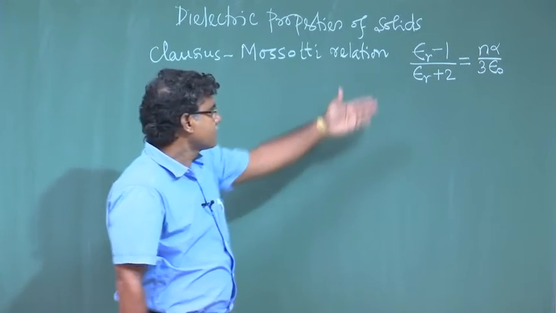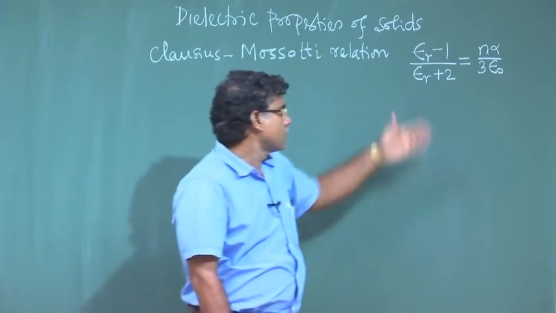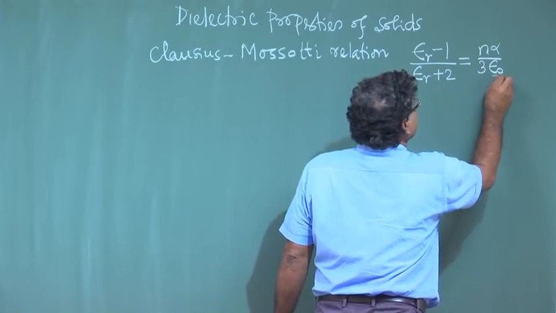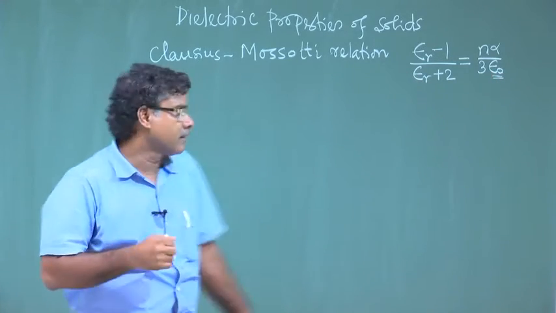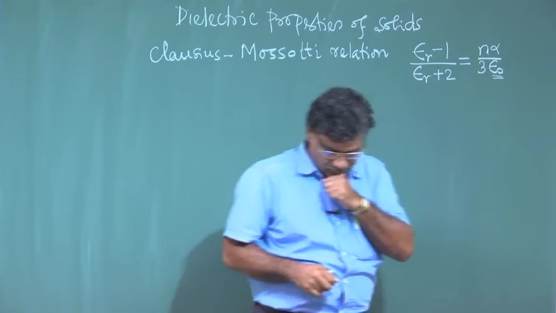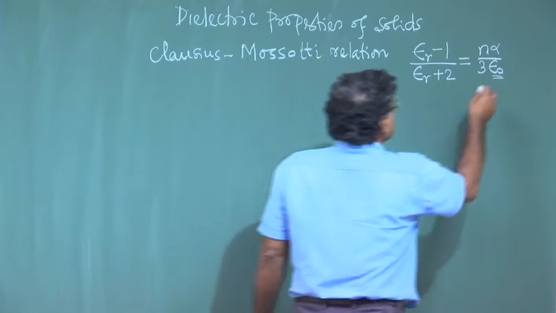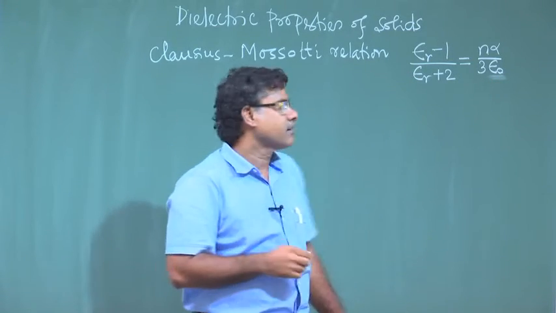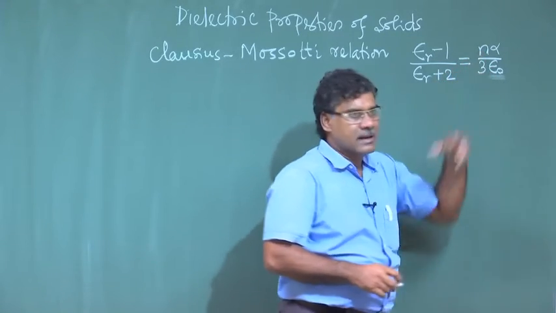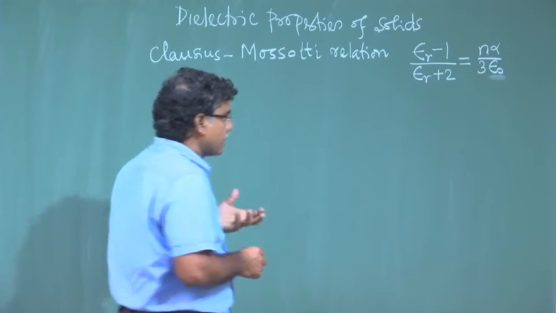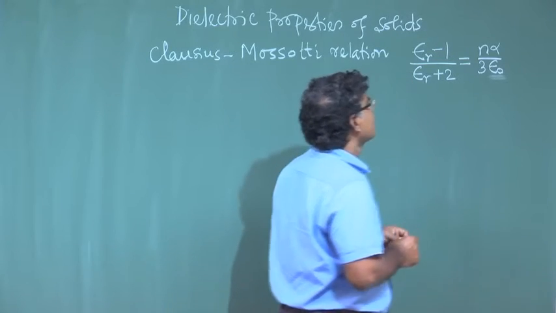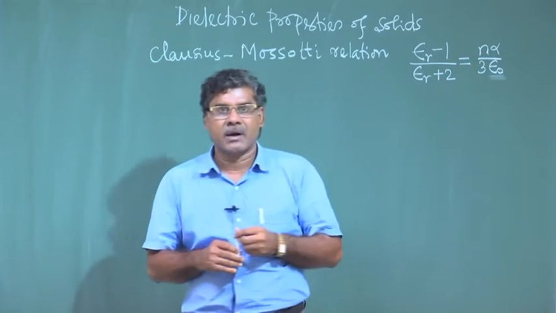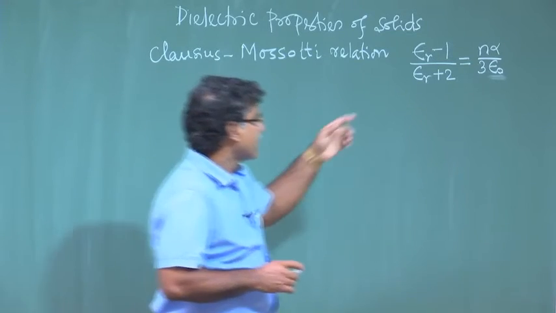So, epsilon r is the dielectric constant or relative permittivity, and epsilon 0 is the dielectric constant for air or vacuum. So, it is absolute permittivity, epsilon 0 is basically absolute permittivity and epsilon r is the relative permittivity, and n is the number of atoms or molecules per unit volume. No, that is the number of atoms or molecules.